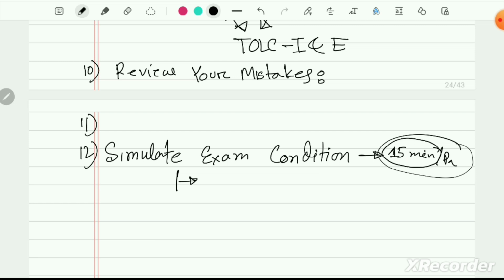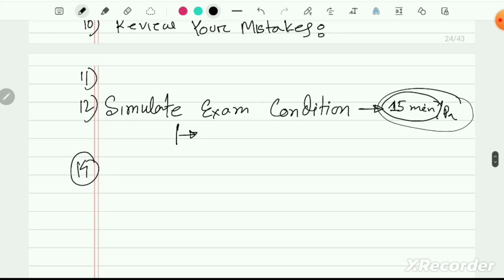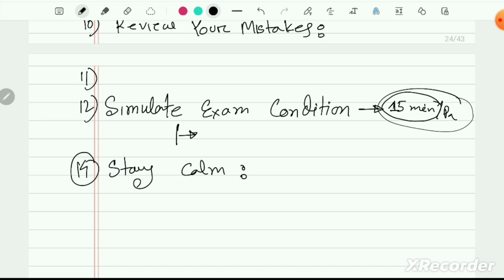Okay, stay calm, number 14, and this is our last suggestion. Stay calm. Don't panic. If you find a passage difficult, keep a calm and focused mindset and move on to the easier questions if needed.